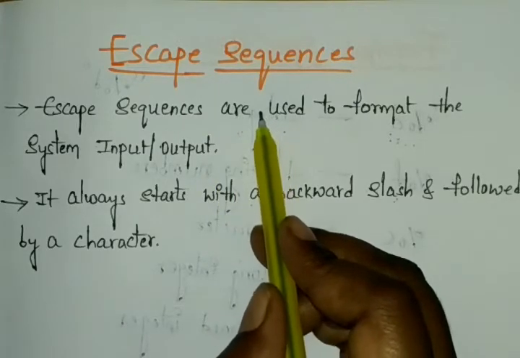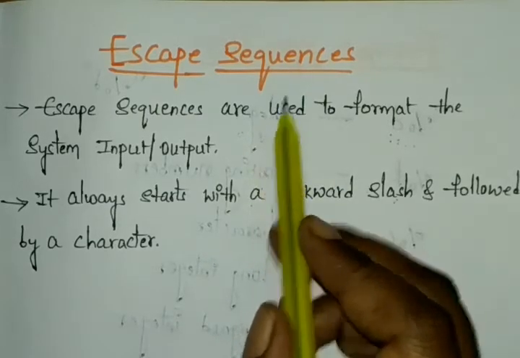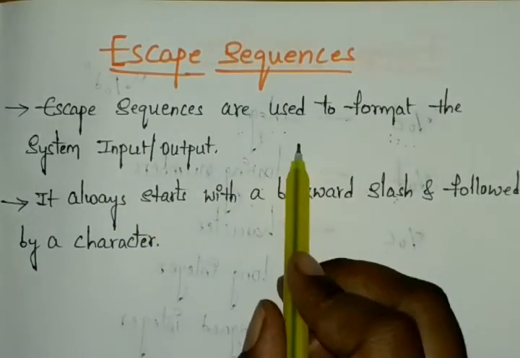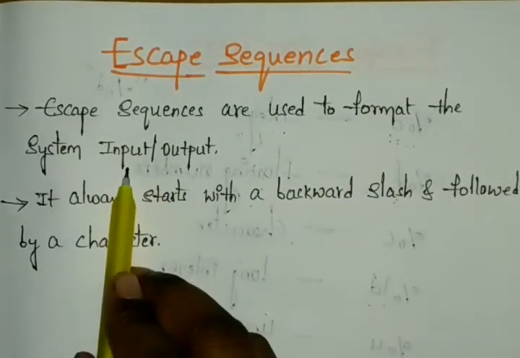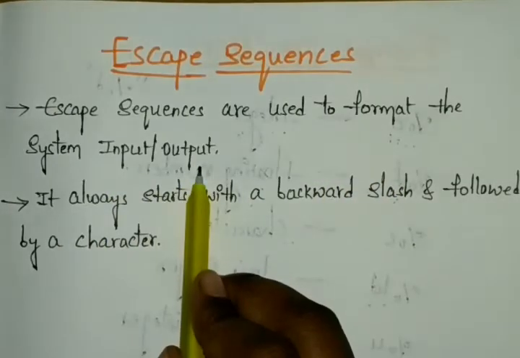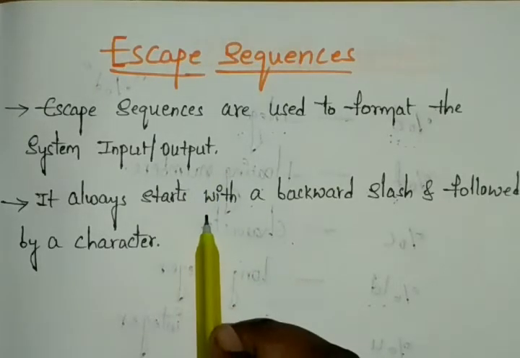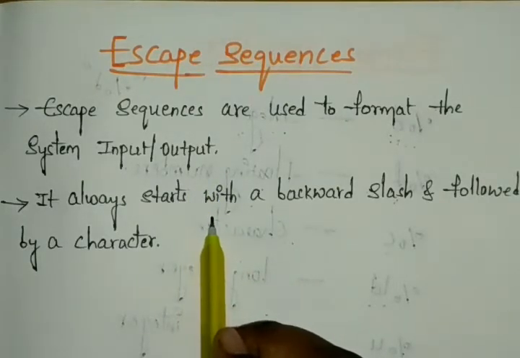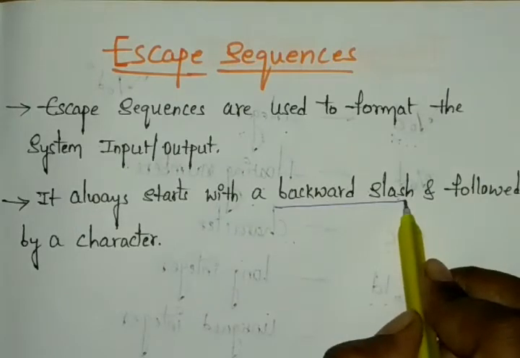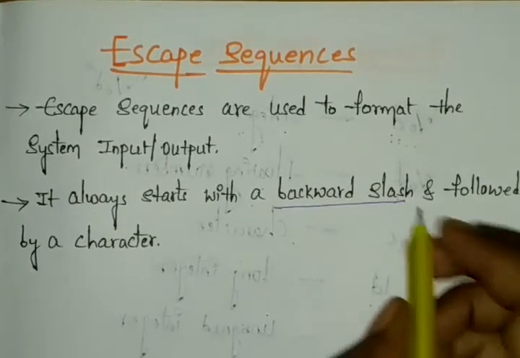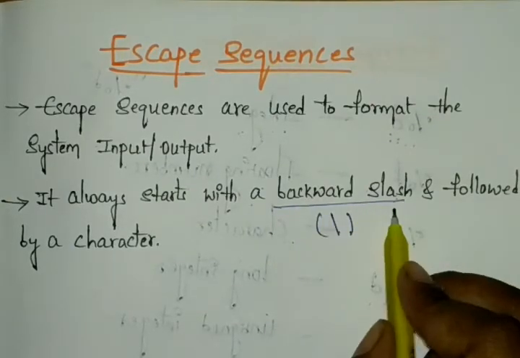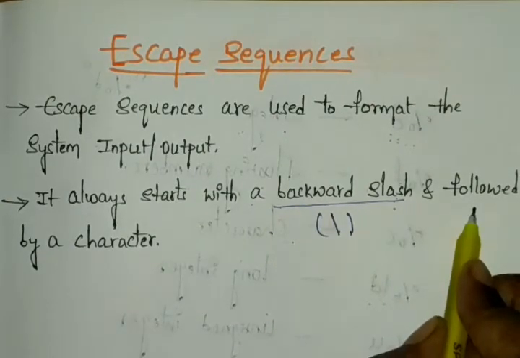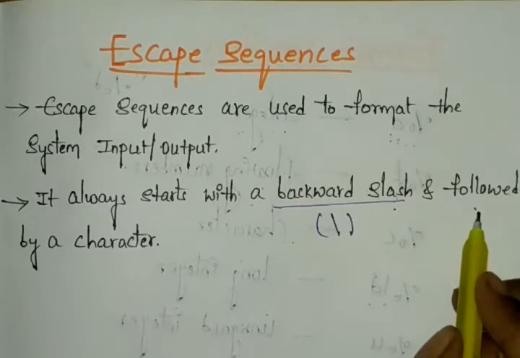So many escape sequences we have. Now we will discuss those. These escape sequences are used for our format, like here it may be the input type or the output type. It always starts with the backward slash, which is displayed as this symbol, backslash, and it can be followed by one character, any one character.